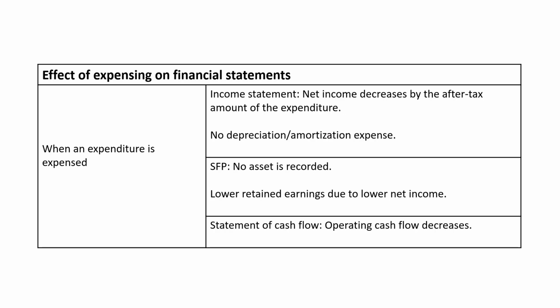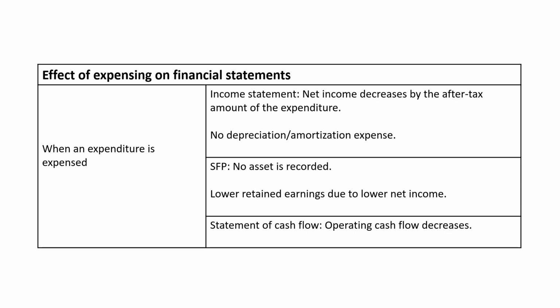Now let's see the effect of expensing on financial statements. When an expenditure is expensed in the income statement, net income decreases by the after-tax amount of the expenditure. Since we are not capitalizing, there won't be any depreciation or amortization expense in the income statement. When it comes to the statement of financial position, no asset is recorded. At the same time, it will lower the retained earnings due to lower net income.